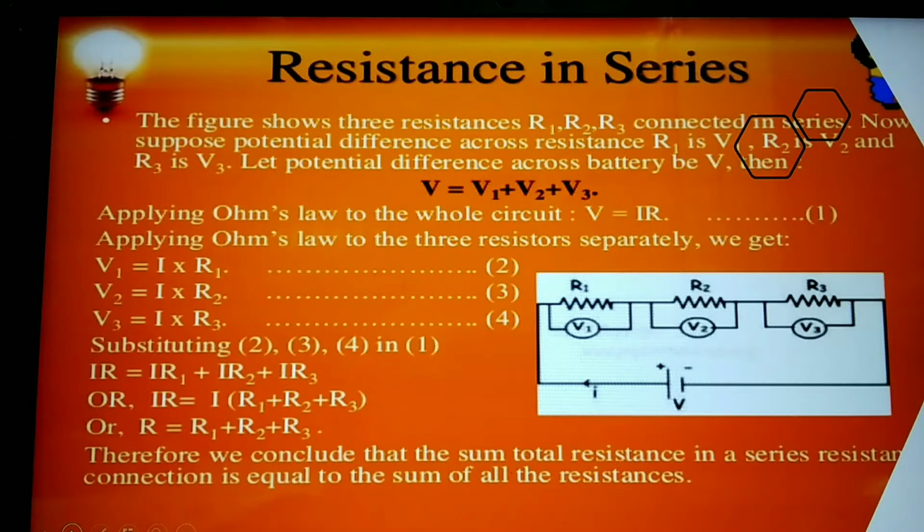I and I get cancelled. Rs is equal to R1 plus R2 plus R3. Therefore, we can conclude that the total resistance in a series resistor connection is equal to the sum of all the resistances.